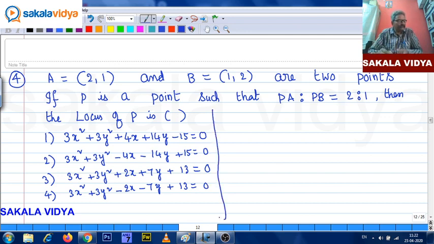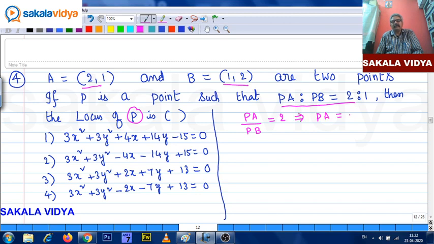This is the problem, right? Absolutely correct. So that means A is equal to (2, 1) and B is equal to (1, 2), two fixed points such that PA is to PB is equal to 2 is to 1. Then you need to find the locus of P. That means the condition is PA by PB is equal to 2. That implies PA is equal to 2PB. Squaring on both sides, you get PA square is equal to 4PB square.